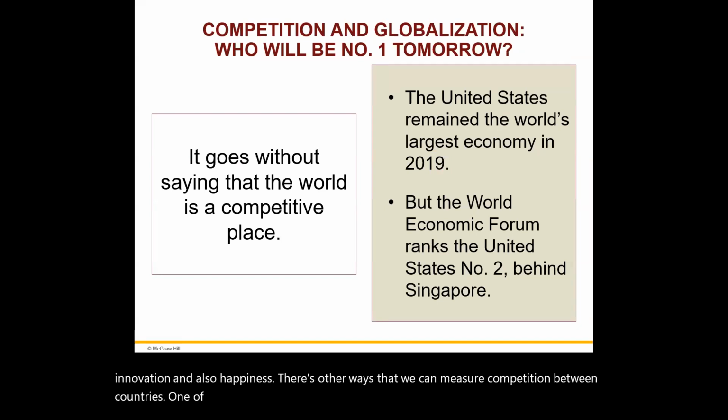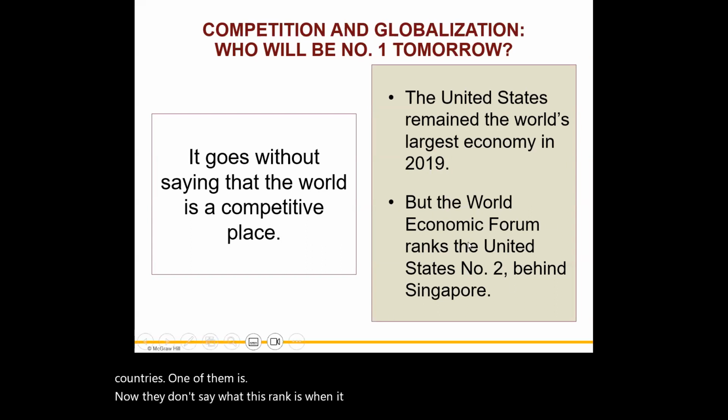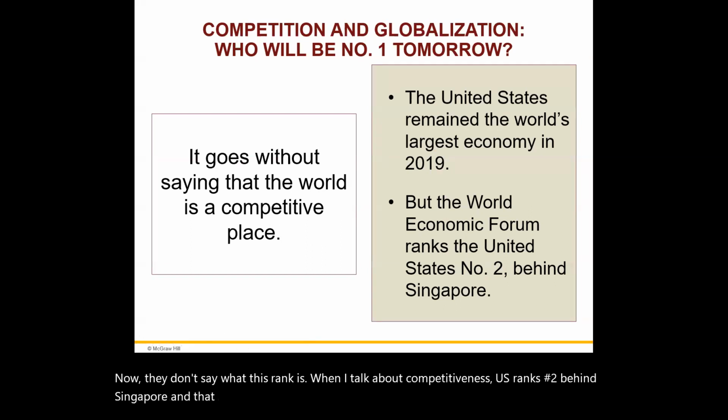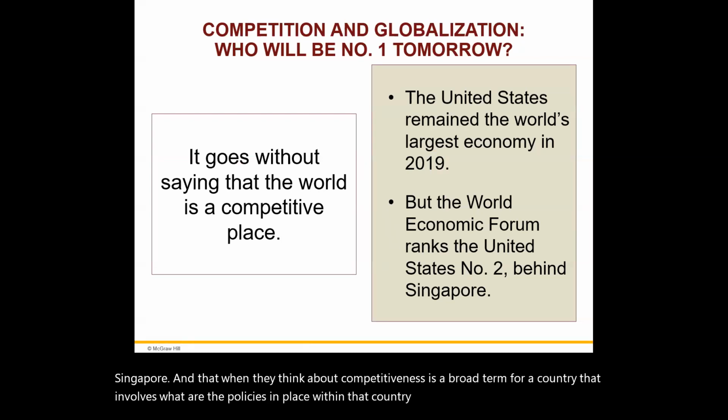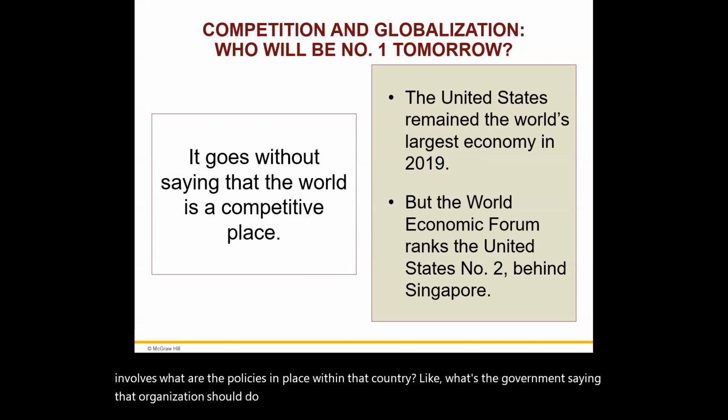There's other ways that we can measure competition between countries. One of them is, no, they don't say what this rank is. When they talk about competitiveness, US ranks number 2 behind Singapore. And that, when they think about competitiveness, is a broad term for a country that involves what are the policies in place within that country? Like what's the government saying that organizations should do? What's the structure that either supports or hinders organizations' growth and competitiveness in the global environment?